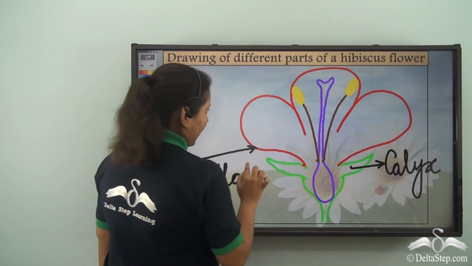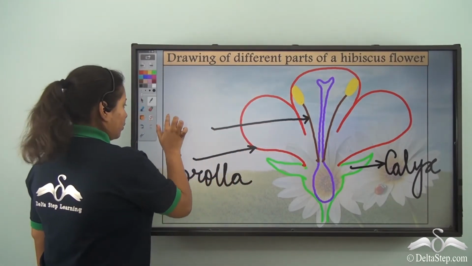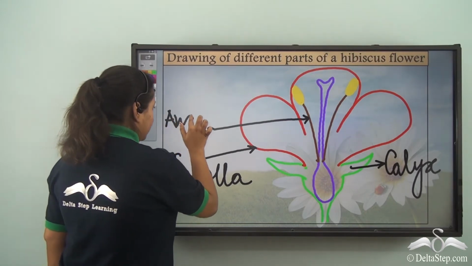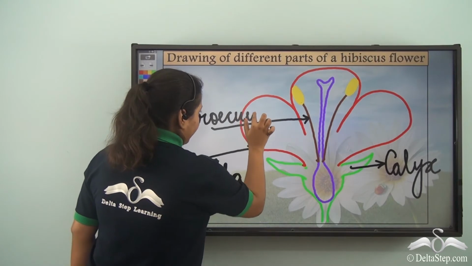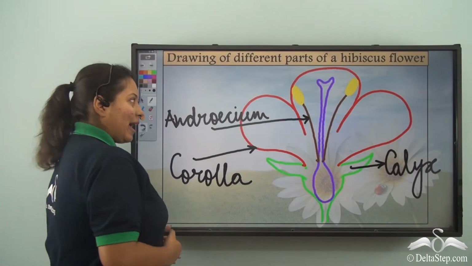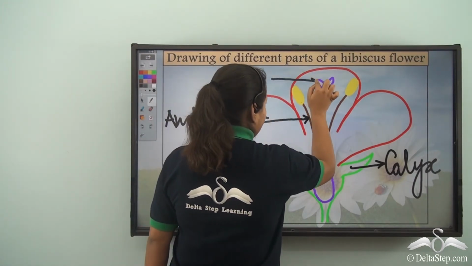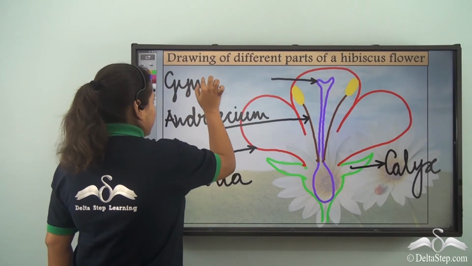After that, we have got the male reproductive part, which is known as the androecium. And finally, we have got the female reproductive part, which is known as gynoecium.